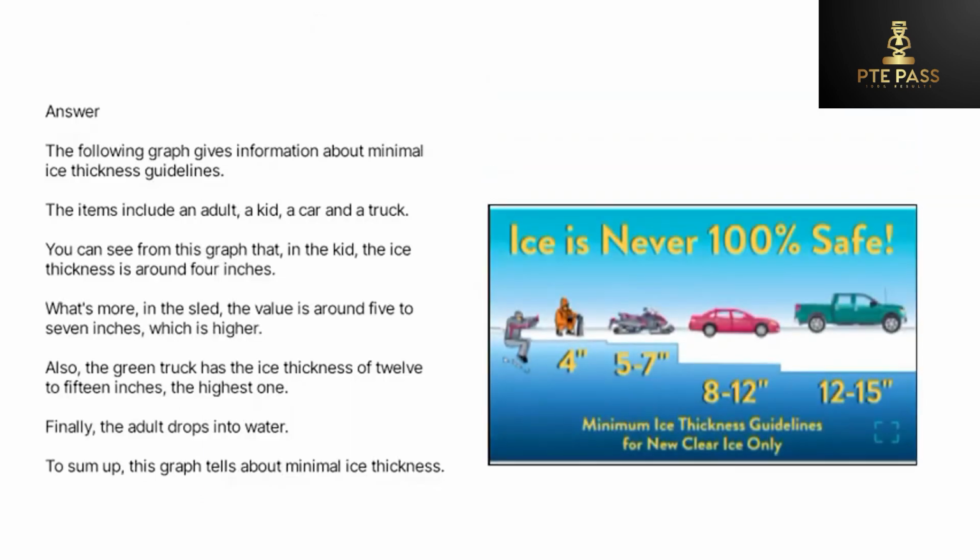The following graph gives information about minimal ice thickness guidelines. The items include an adult, a kid, a car, and a truck. You can see from this graph that in the kid, the ice thickness is around 4 inches. What's more, in the sled, the value is around 5 to 7 inches, which is higher.